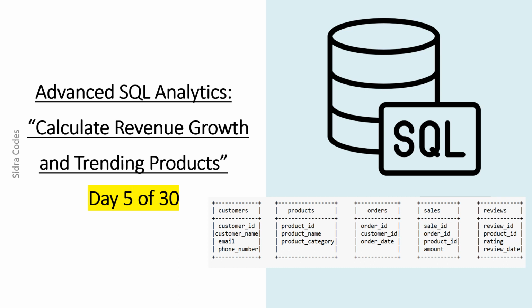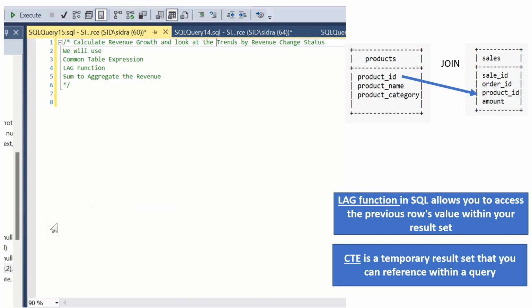In this video, we are going to calculate revenue growth and trending products with complex SQL. Stay tuned. We are going to calculate revenue growth and look at the trends by revenue change status. For this, we will be using a common table expression, the LAG function, and SUM to aggregate the revenue.